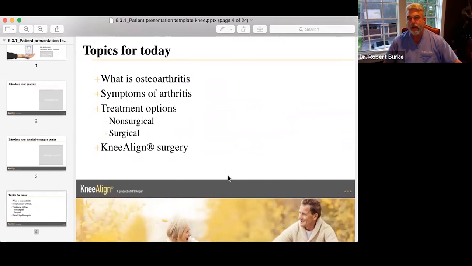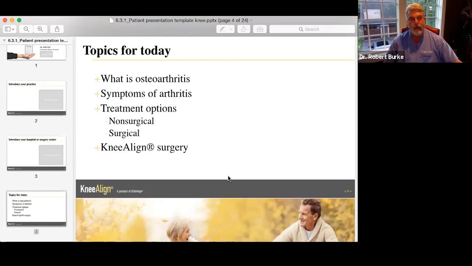Osteoarthritis is a very simple condition, which is basically a wear of the articular cartilage in a joint, whether it's the knee, hip, or shoulder, and it is due to the loss of articular cartilage that occurs either with trauma or over time. The symptoms of arthritis can vary, but the most common symptoms are pain, stiffness, swelling, and decreased functional ability.